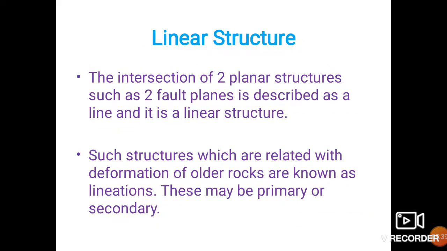The second type of structures is linear structure. What is the difference between planar structure and linear structure? In the planar structure, there is only one plane. There is no intersection of two different planes. But in linear structure, there is intersection of two planar structures. For example, when two fault planes intersect each other, the resulting structure is linear structure. When we consider only one fault plane, it is called as planar structure. But when there are two fault planes which intersect each other, they form a structure which is called as linear structure.